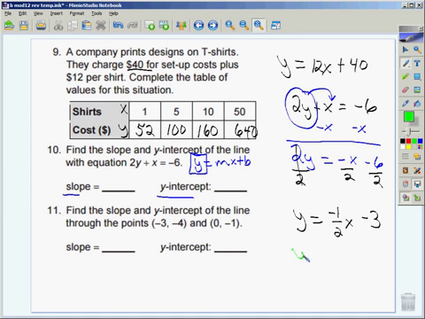Now it's in this form, and it's easy to identify what m is. What's m? Negative 1/2. What's b? Negative 3. But you see it?